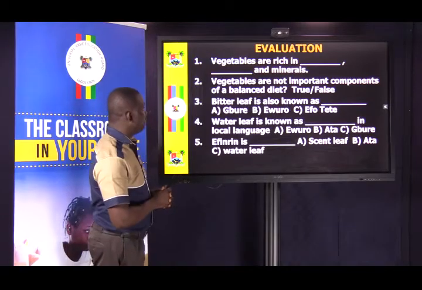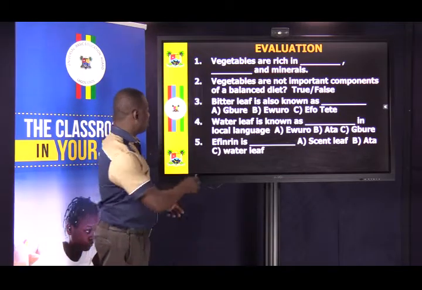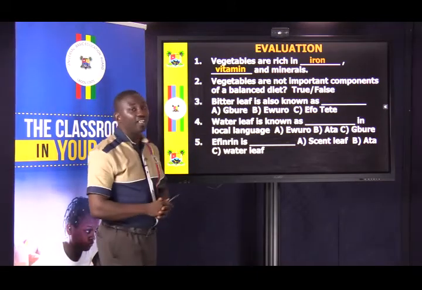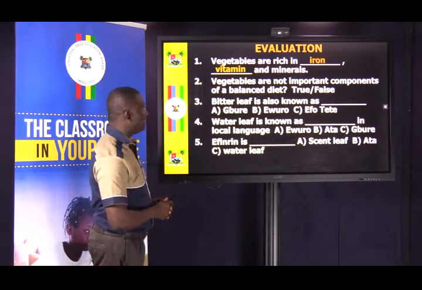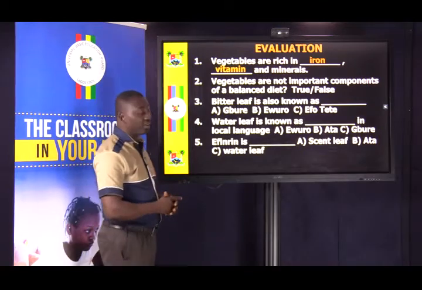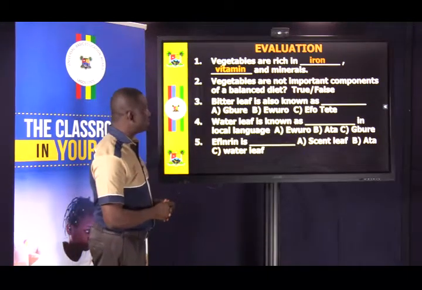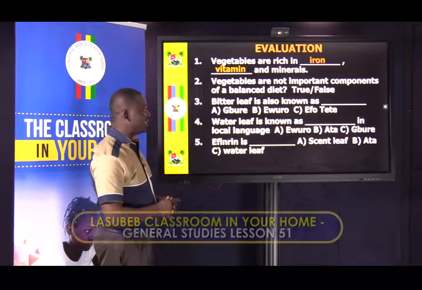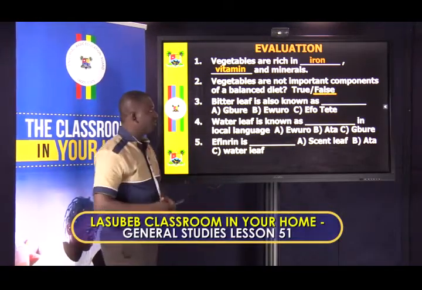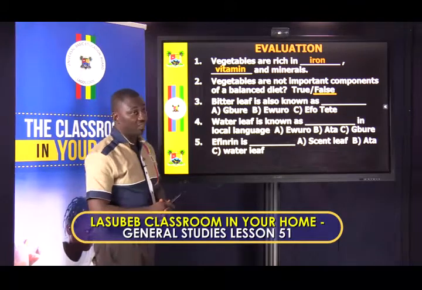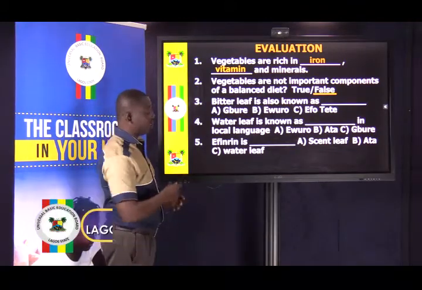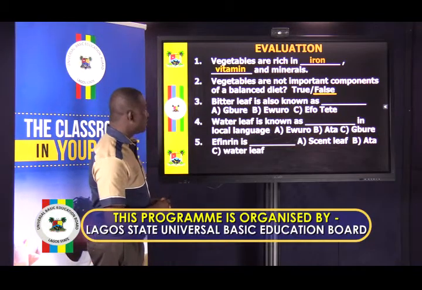Okay? Number 1, vegetables are rich in iron, vitamins, and minerals. To the next question, vegetables are not important components of a balanced diet. That's false. Vegetables are important components of a balanced diet. So that's the first statement.